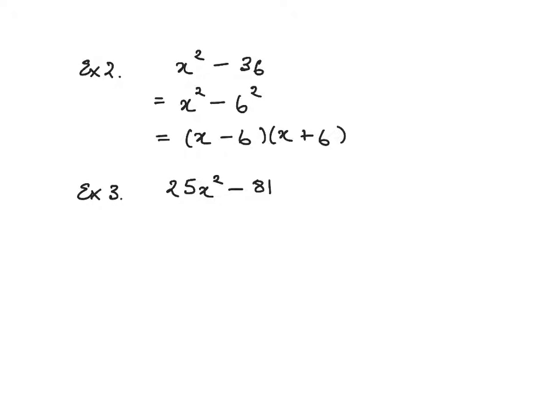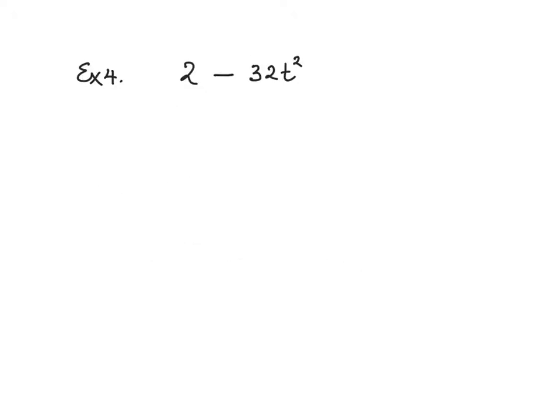Example 3 is just a little bit more complicated again. 25 is a square number and 81 is a square number. What we can then do is, I'm going to write 25x squared as 5x all squared minus 9 squared. So brackets, 5x, 9 and 9, signs are different.